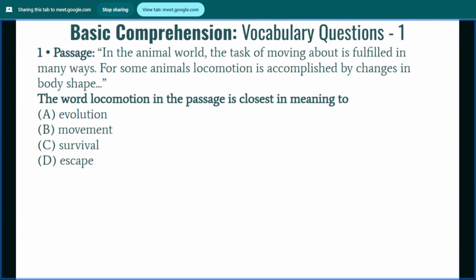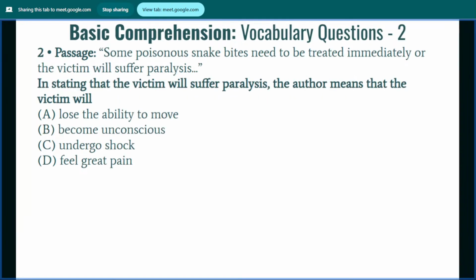Done? Done, ma'am. Okay, tell me the answer. The answer is B. B, movement. Very easy, right? It shouldn't take even 10 seconds for you to answer that question. Even if you look at the word locomotion, even if you don't know the exact meaning of it, the word motion should give you the idea of what the word means. Correct? Very good. Yeah, that's the correct option.